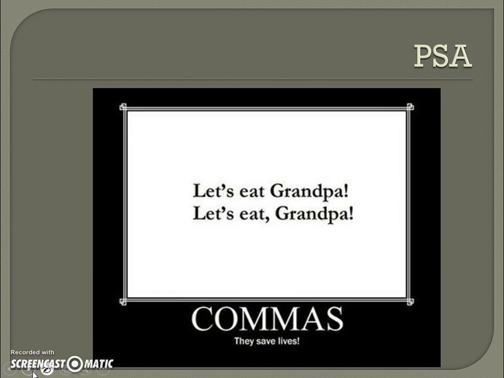But first, here is a very, very helpful public service announcement. Let's eat Grandpa. Let's eat Grandpa. Commas. They save lives. If you don't get that, you need to talk to your English teacher.